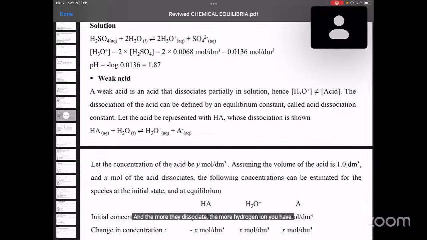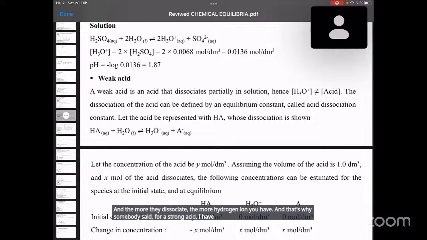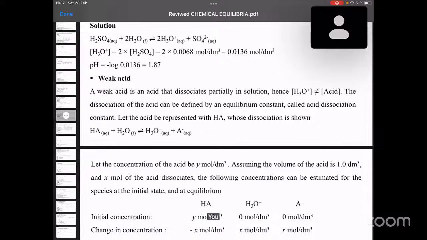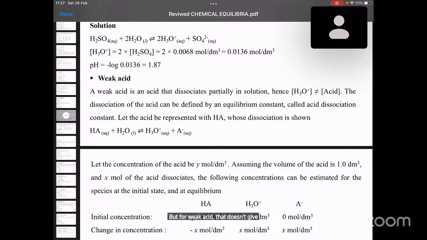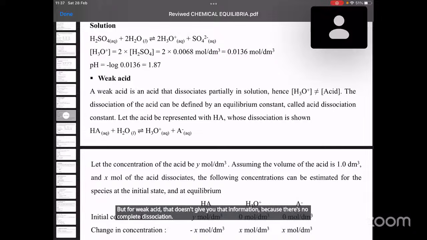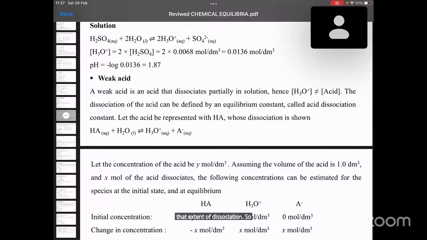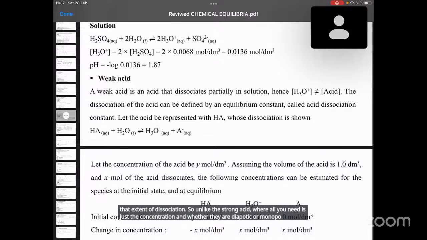And that's why if somebody tells you for a strong acid, I have 1 mole, you will know the number of hydrogen ion you have as long as you know whether the acid is diprotic or monoprotic, because you know there's going to be complete dissociation. But for weak acid, that doesn't give you that information because there's no complete dissociation. You need to know the extent of the dissociation, and dissociation constant tells you that. So unlike the strong acid, where all you need is just the concentration and whether they are diprotic or monoprotic, for weak acid, you need an additional information, which is the dissociation constant, because you need to know the extent of dissociation.